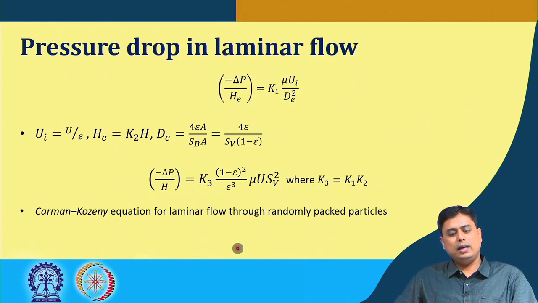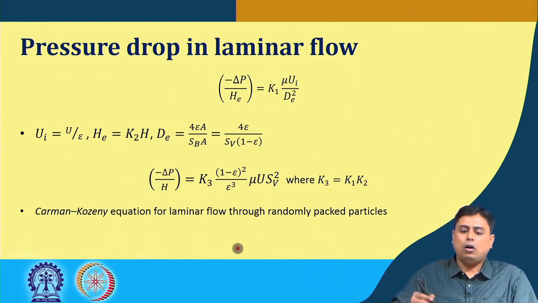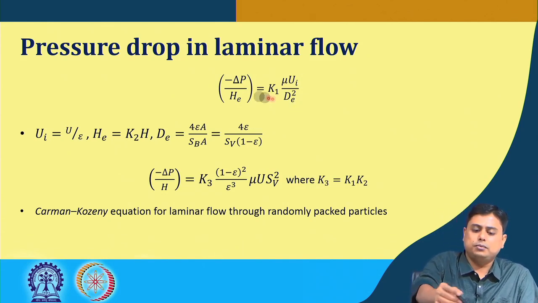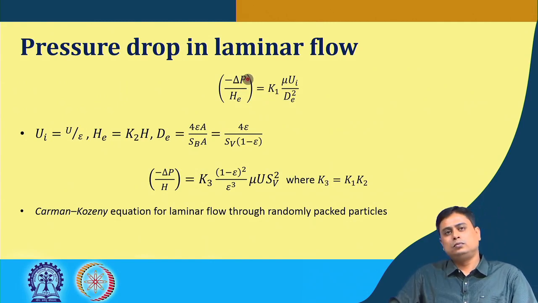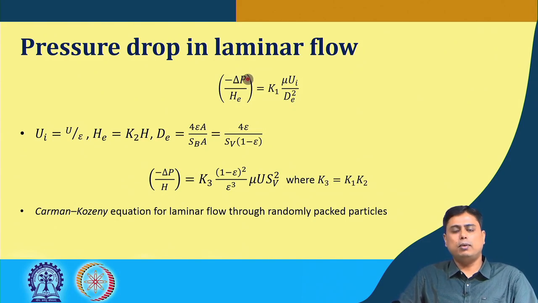Okay. So here now we replace all these equivalent terms, where u_i, the interstitial velocity, is difficult to measure. So let us convert that to the superficial velocity, which is easier to measure, because we directly get it from the input values or the inflow rate. That is, superficial velocity divided by the void space.